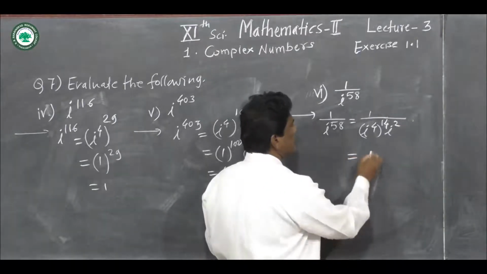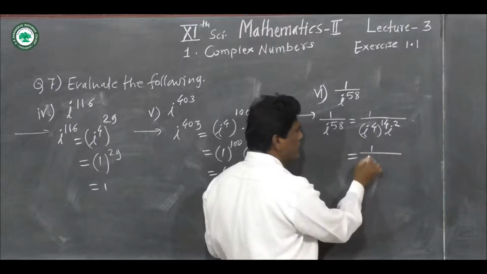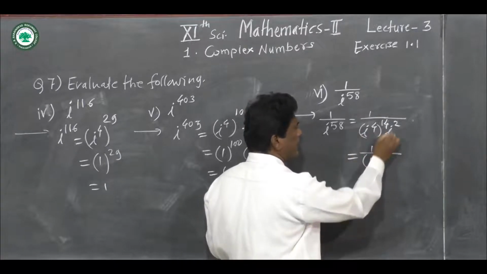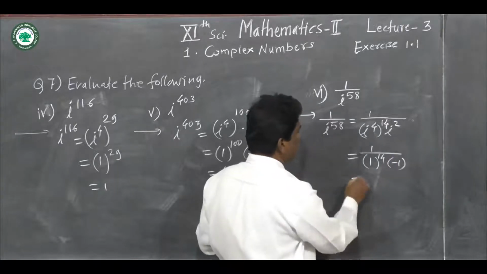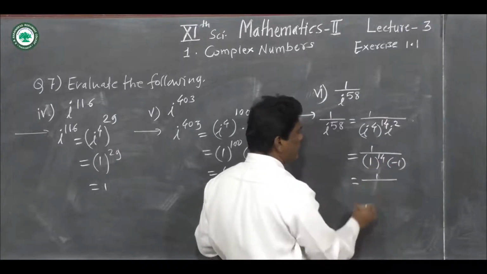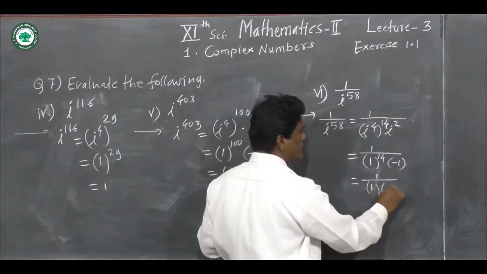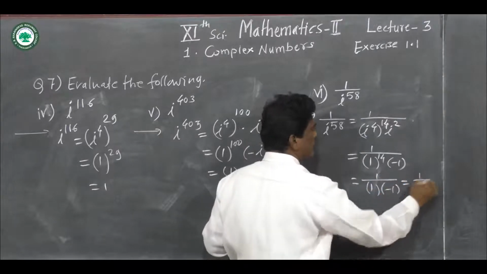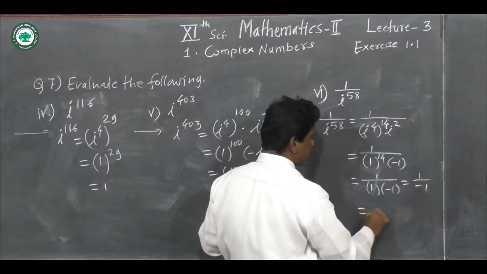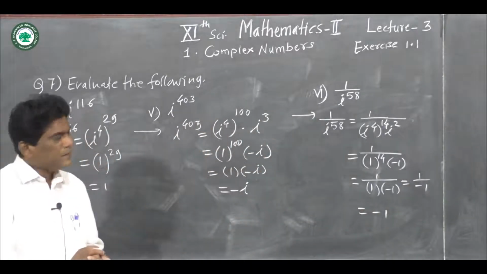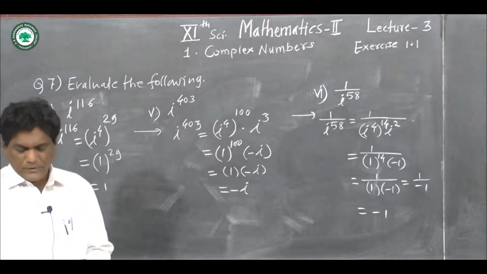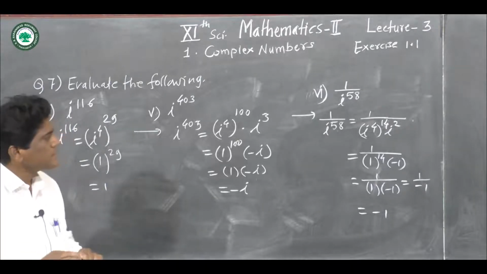So it is equal to 1 upon, here i to the power 4 is 1, so 1 to the power 14, and i square we know it is minus 1. So here 1 upon 1 to the power 14 into minus 1. So it is equal to 1 upon 1 into minus 1, that is minus 1. So the solution is minus 1. So we get here 1 upon i to the power 58 as minus 1.